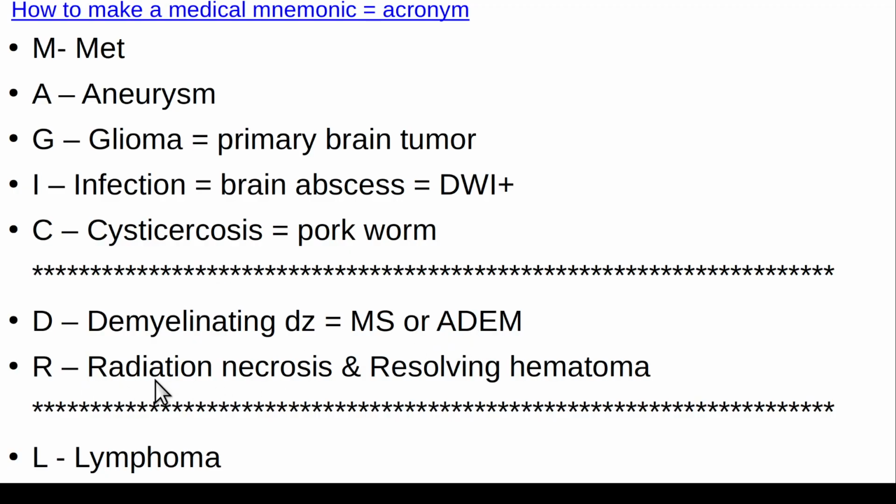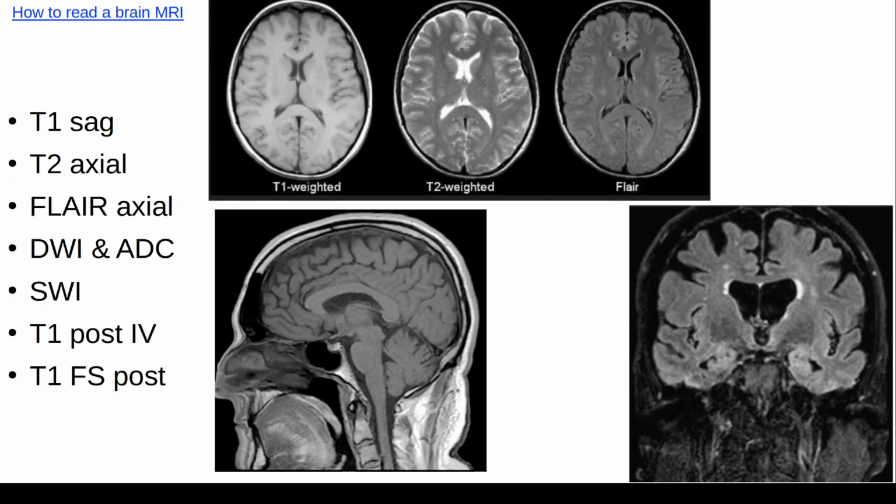R for two things, radiation necrosis and resolving hematoma. I'll show you some pictures in a moment, but I'm just showing you, these give you a link. In a sense, they chunk it all together, so all you have to remember is Magic Dr. L, and it becomes very easy to derive from that these different things. The L is for lymphoma. Okay, so let's just look at a couple slides here and see what this stuff looks like.